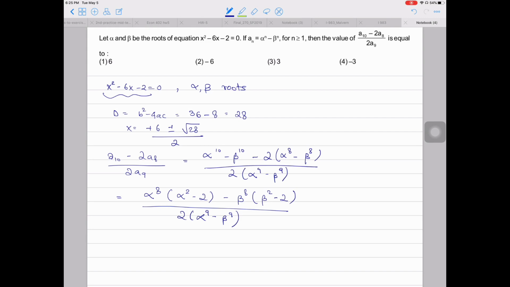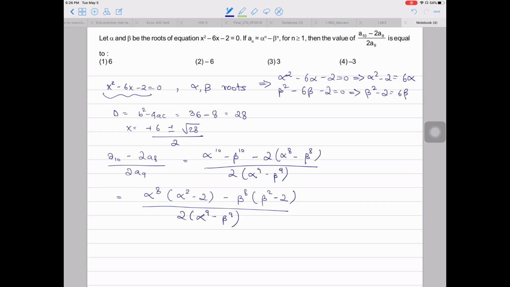Now we know that alpha and beta are the roots of the equation, which means that they satisfy this equation. So if you plug in alpha in place of x, the equation should hold. So alpha squared minus 6 alpha minus 2 equals 0, which gives us that alpha squared minus 2 equals 6 alpha. Same way, beta squared minus 6 beta minus 2 equals 0, which gives us that beta squared minus 2 equals 6 beta.